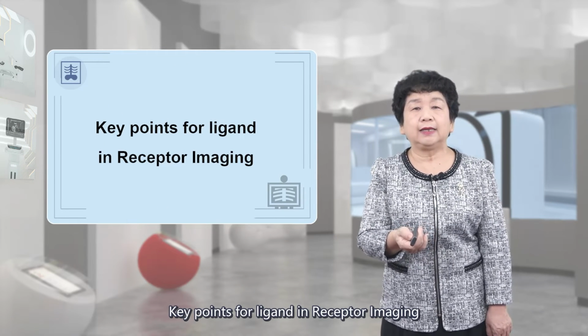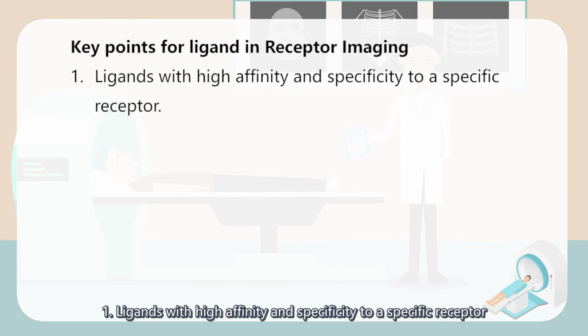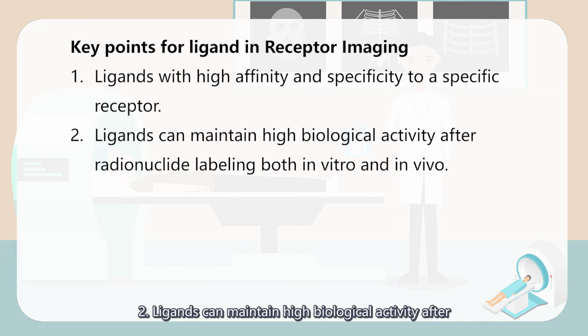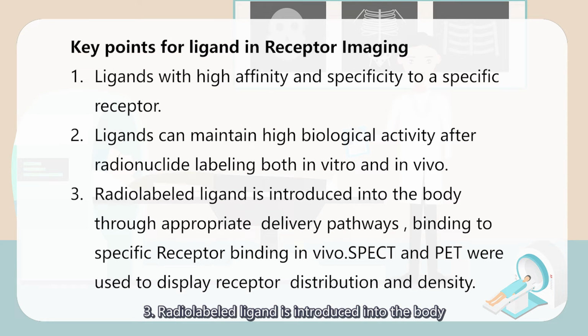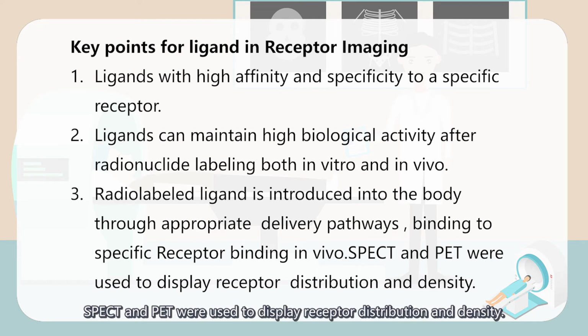Key points for ligands in receptor imaging. First, the ligand should have high affinity and specificity to a specific receptor. Second, the ligand can obtain high biological activity after radionuclide labeling, both in vitro and in vivo. The radiolabeled ligand is introduced into the body through an appropriate delivery pathway, binding to a specific receptor in vivo. SPECT and PET are used to display receptor distribution and density.